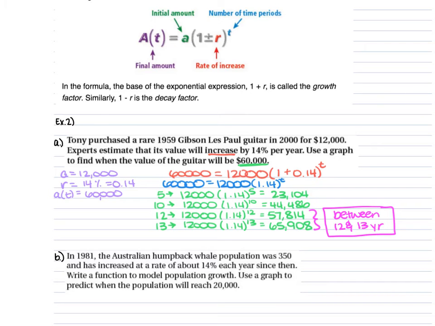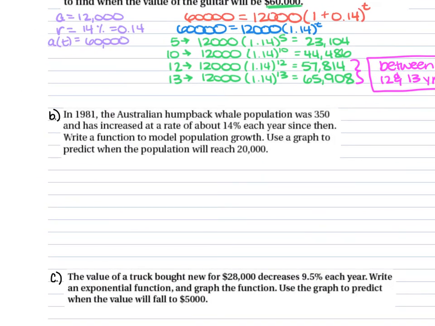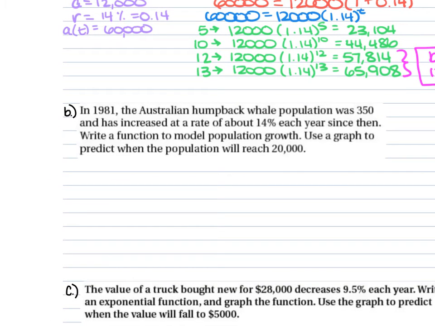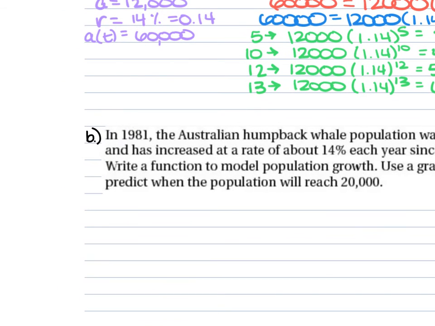For B, we have in 1981, an Australian humpback whale population was 350 and has increased at a rate of about 14% each year since then. So that means that our starting amount, our initial amount, our A, is 350. Our rate is the 14%, and it's an increase, so we're going to do 1 plus 0.14. We want to predict when our A of t will give us 20,000.